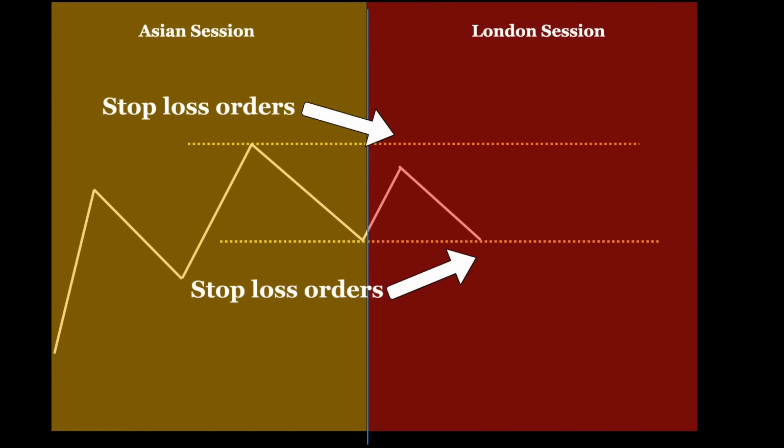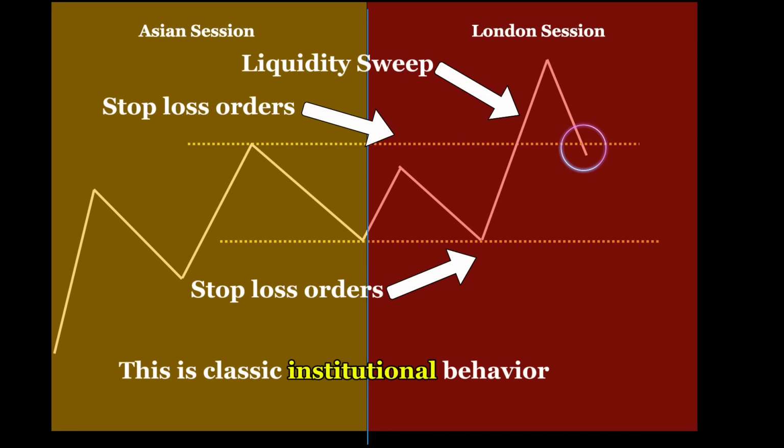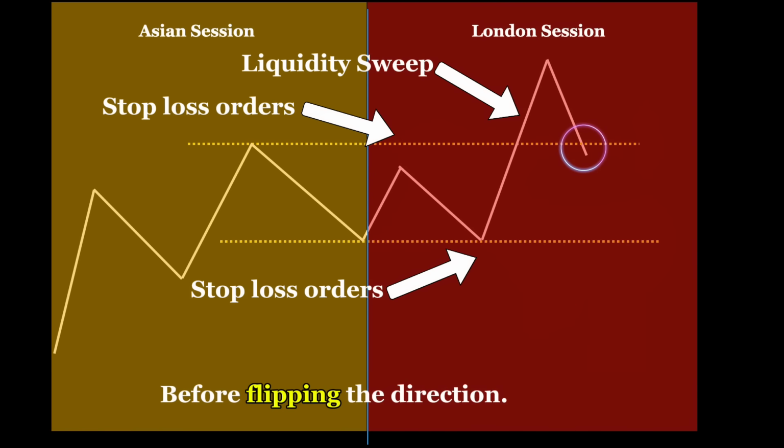And that's exactly what we're looking for too. Look at what happened. The market breaks the most recent high, sweeps the liquidity, then reverses and drops back below the level. This is classic institutional behavior, a trap engineered to fake out retail traders before flipping the direction.